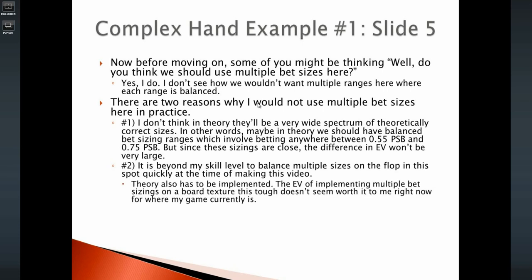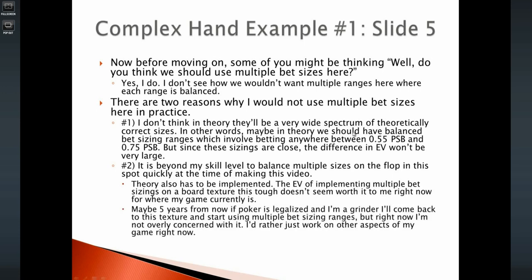Theory also has to be implemented. The EV of implementing multiple bet sizings on a board texture this tough doesn't seem worth it to me right now for where my game currently is. Maybe 5 years from now, if poker is legalized and I'm a grinder, I'll come back on this texture and start using multiple bet sizing ranges, but right now I'm not overly concerned with it. I'd rather just work on other aspects of my game right now.